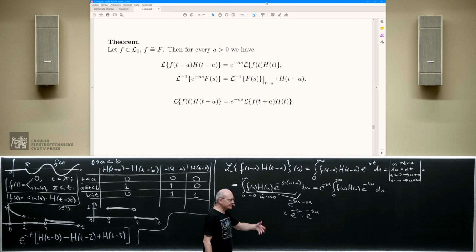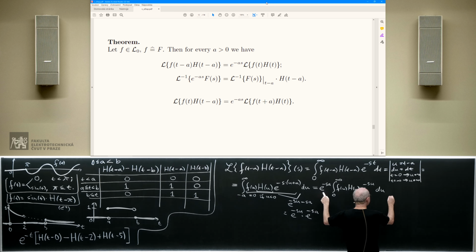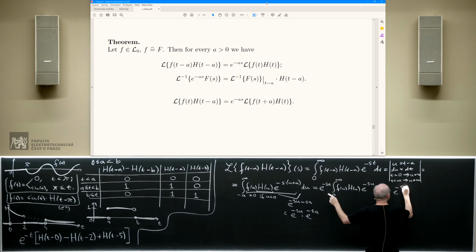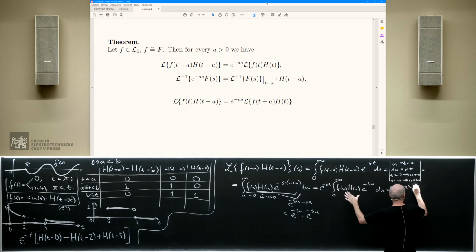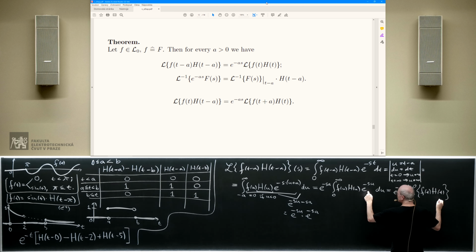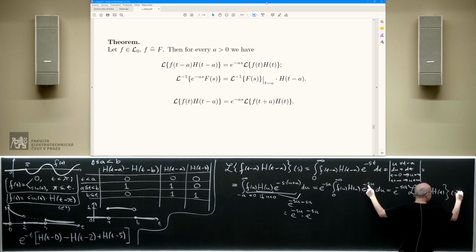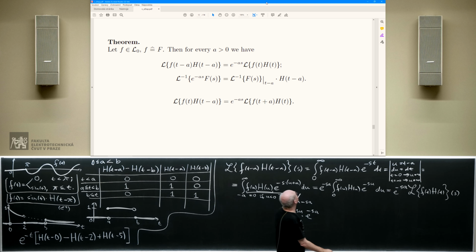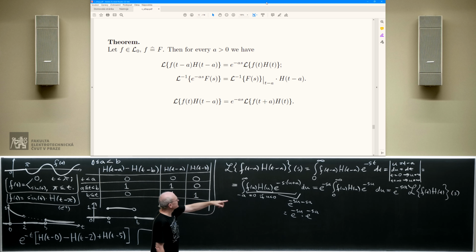Okay, now we just look at it and we say, oh, okay, here is the constant, e to negative sa. And this is the Laplace transform of the original function unshifted. So, okay, it's traditional to use t for that. I don't have a problem with using t here. And the value is s. Great. Does it work? Yes, it does.